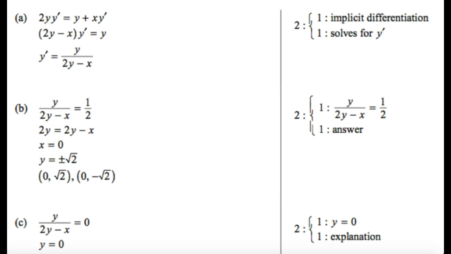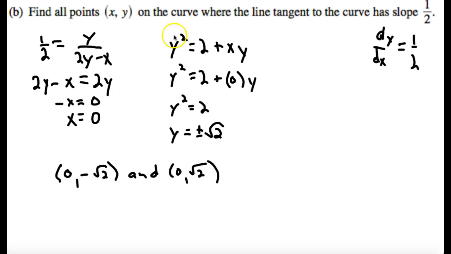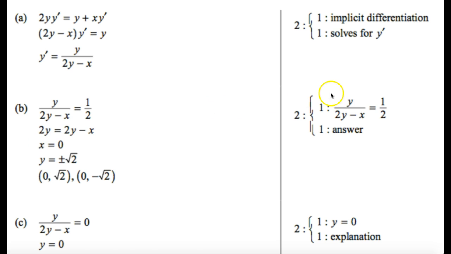In part B, let's look back. The very first thing we recognized was the slope is 1/2. That means dy dx equals 1/2. We set the derivative equal to 1/2, and you get a point just for doing that. Then correctly solving after that is worth another point. From there we found that x had to be 0. Then when we plugged that into the original equation, we got y equals plus or minus the square root of 2. So again, the setup was worth a point, and then the answer was worth another point.